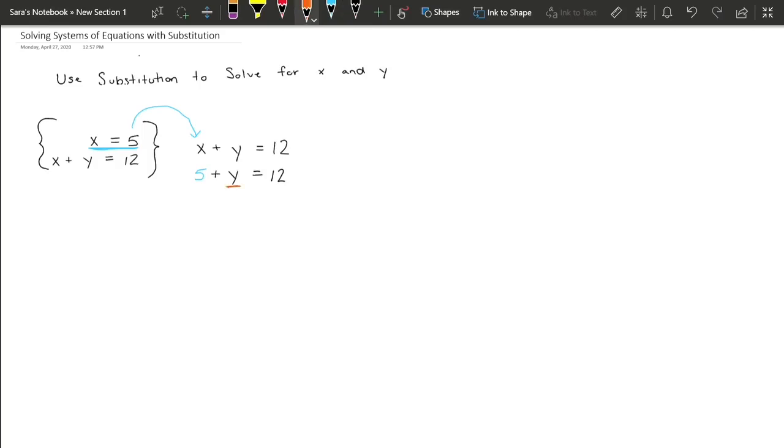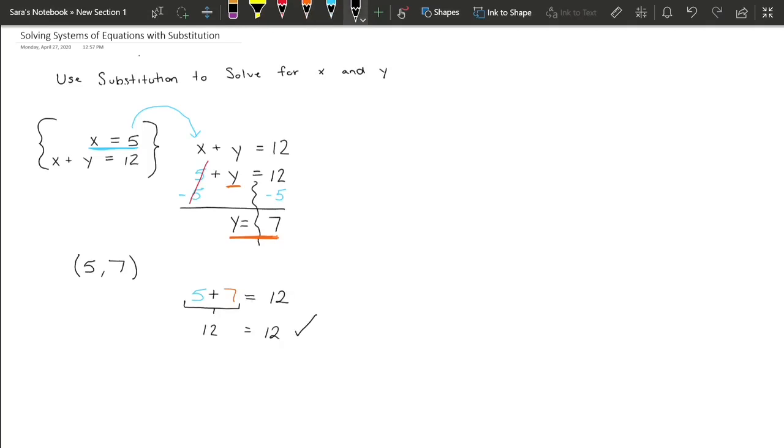Next step is to solve for y. We want to get y by itself, so we are going to subtract 5 from both sides. We get rid of 5 on the left and subtract 5 from 12. Here we get y equals 7. We are going to check to see if (5, 7) is our answer. We plug in 5 and 7 for our x and y values, and indeed, we get 12 equals 12. That is our answer.